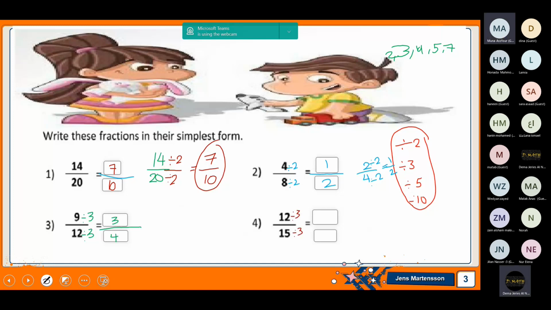Now, 12 divided by 3 equals 4. And 15 divided by 3 equals 5. So it is 4 over 5. Can I simplify it more? No, because there is no common factor between 4 and 5. Thank you, Mona. Welcome. Is it clear, girls, from 1 to 4?